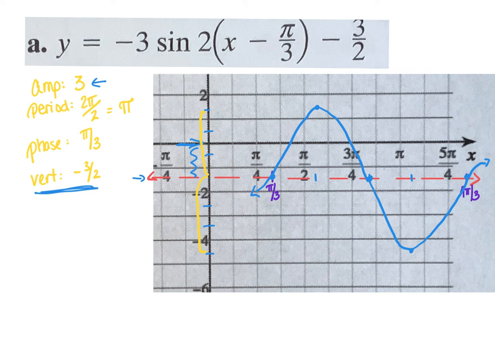So I started at this middle line. I went 3 away from the middle line. I went back to my middle line. I went 3 away from my middle line. I went back to my middle line.